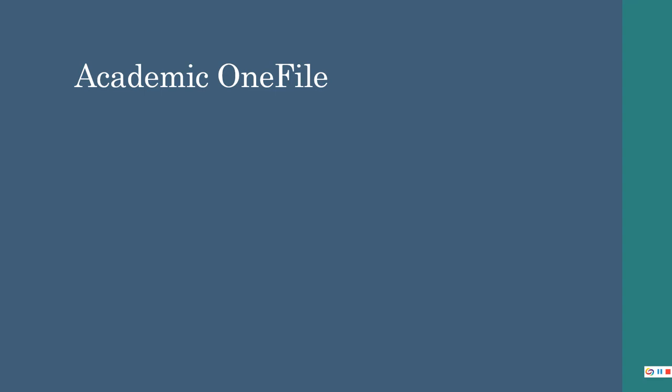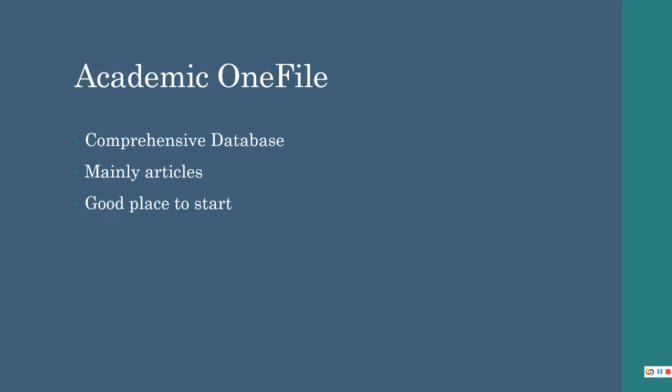Most of the databases have the same interface and features, so we are just going to look at Academic OneFile in this video. Academic OneFile is a comprehensive database that contains mainly articles from journals, magazines, and newspapers. It also contains some articles from reference books, as well as audio and video files. Since it covers such a broad range of topics, it is often a good place to start your research.